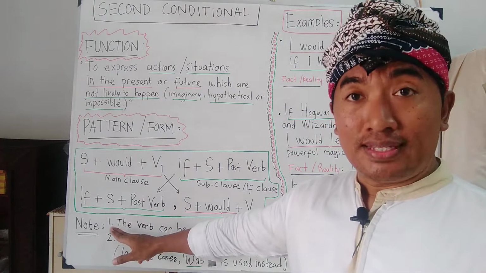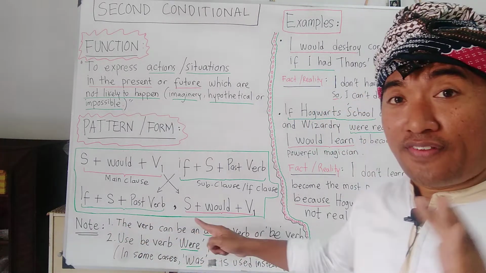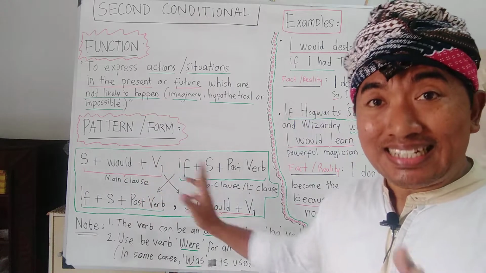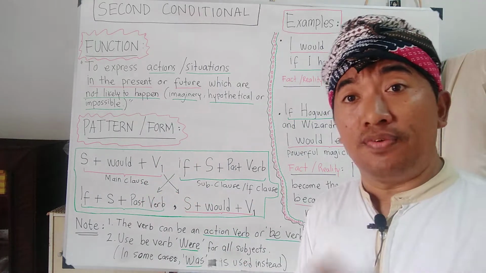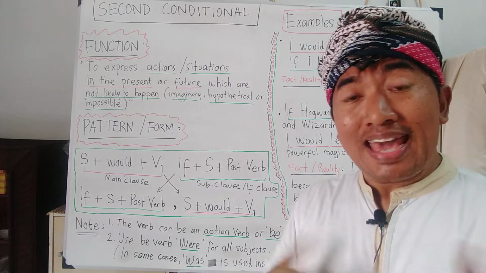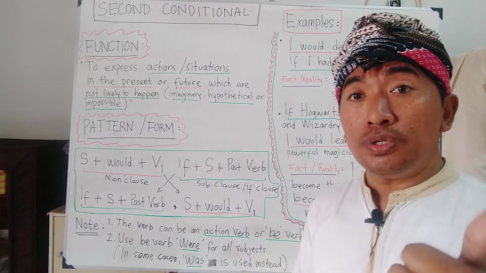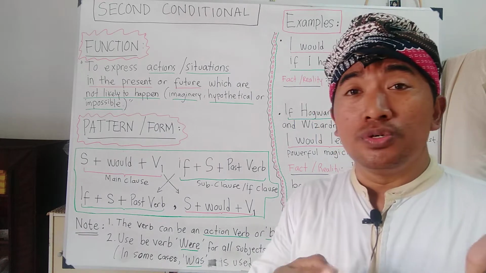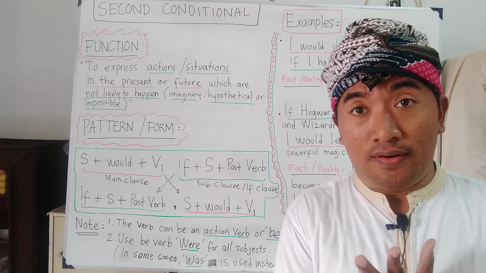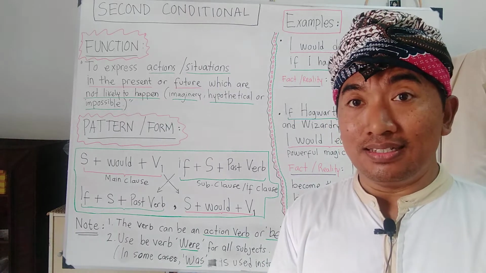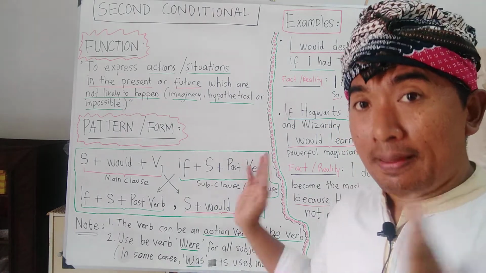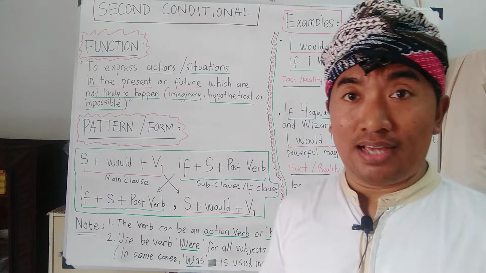Now, let's have a look at the note. Remember that the verb that we're using in second conditional can be either action verb or be verb, because we don't always use action verb all the time. We could use adjectives, we could use noun, and we could use adverb. Now, when you use adverb, noun, or adjective in a sentence, you should use be verb instead of action verb.